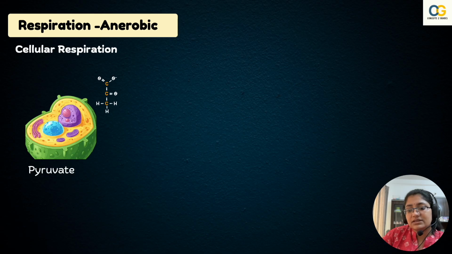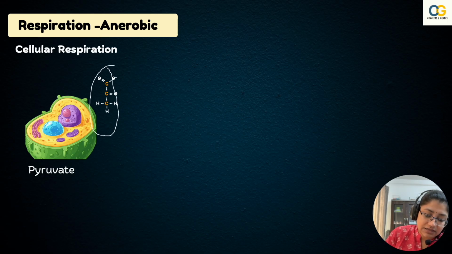Which is C6H12, so 6 carbon. Pyruvate is a 3 carbon molecule. I have made it, it's only 3 carbons, you can see here, right? So it's a 3 carbon molecule.